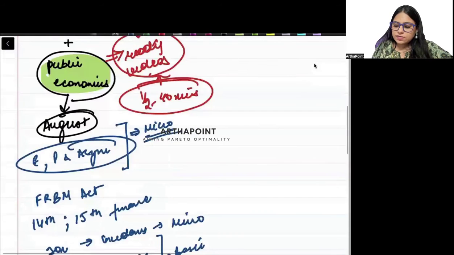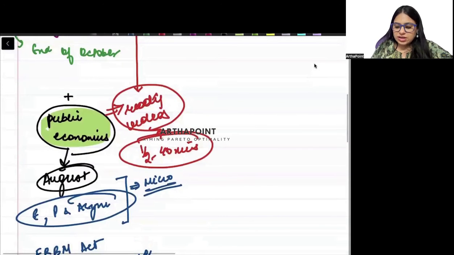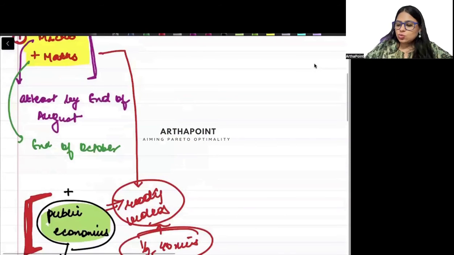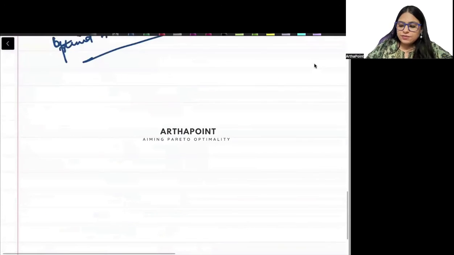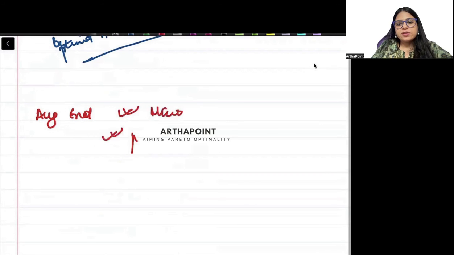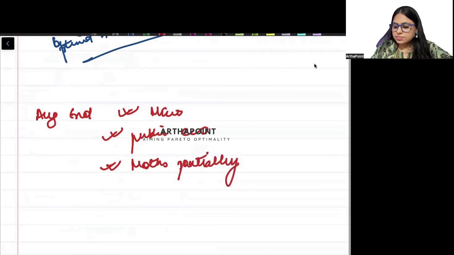But try to give 30 to 40 minutes every day simultaneously and start picking up on public eco, so that when we are towards the end of August, we have covered 2 subjects completely. हमारा माइक्रो पूरा हो गया है and we have covered pub eco completely and we have covered maths partially. Right, beta? Am I clear with this part? इतना सबको clear हो गई बात?